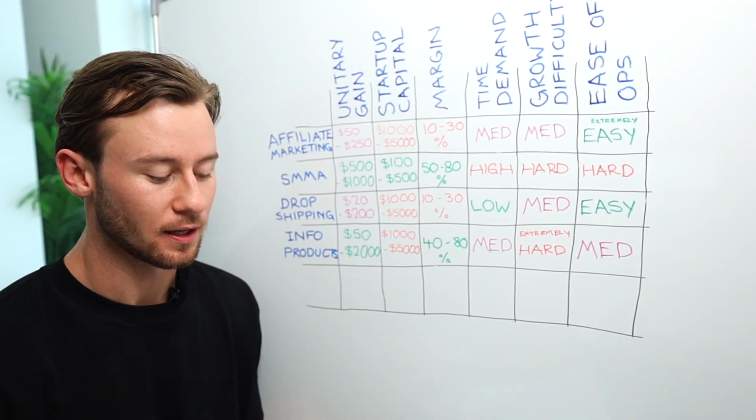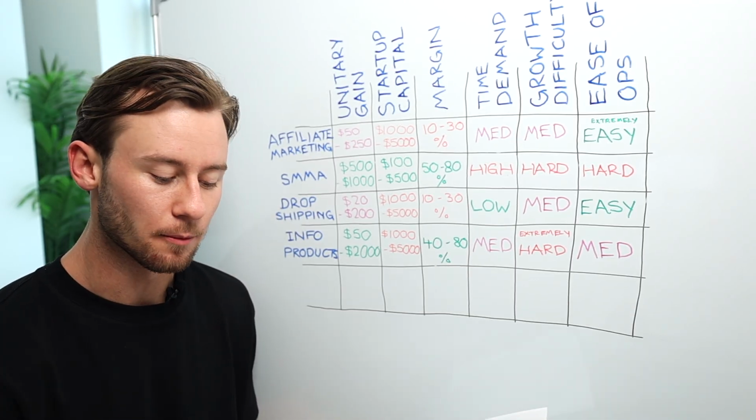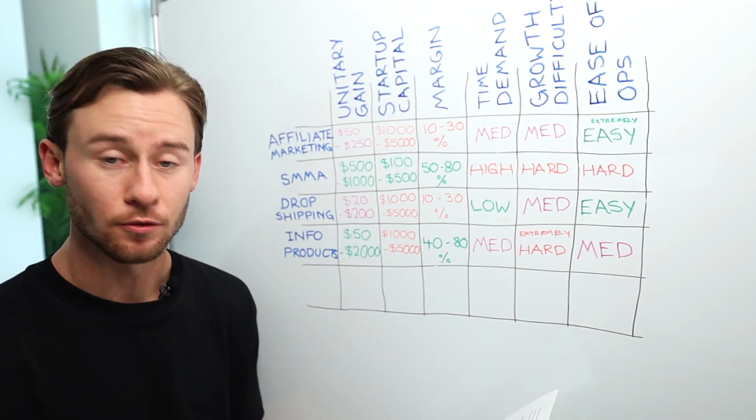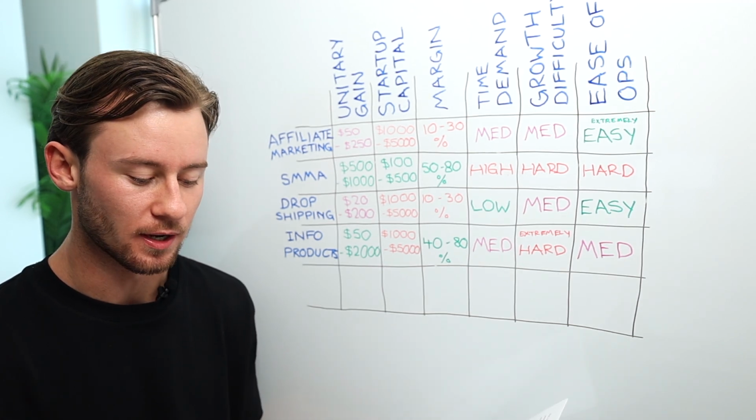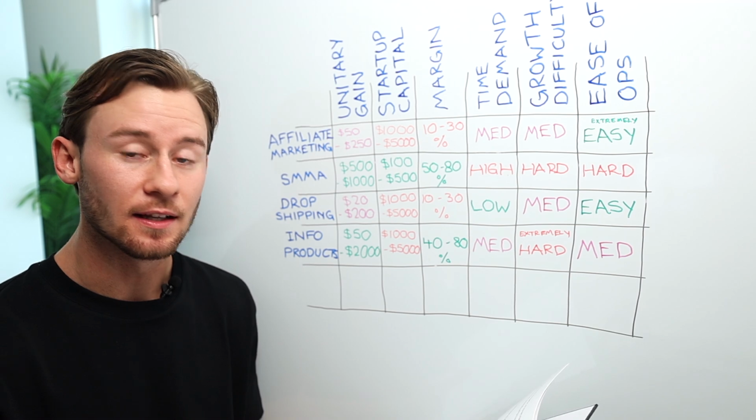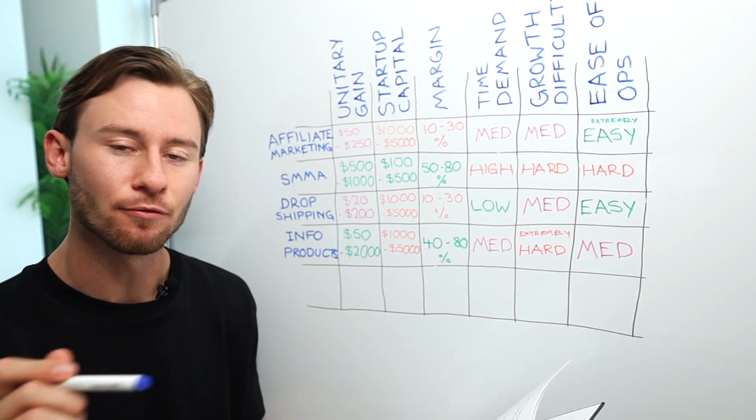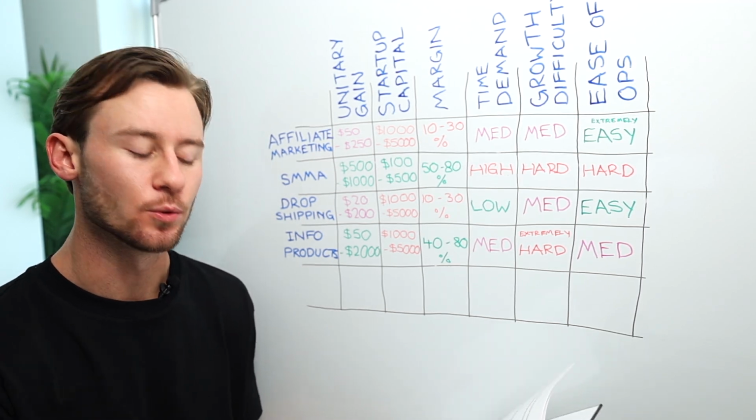First one, affiliate marketing. So affiliate marketing is when you sell other people's products and get a commission from them. For example, you find a physical or digital product or software online, you sell it by advertising it on your own, and every time you get a sale, the owner gives you a chunk of the sale.